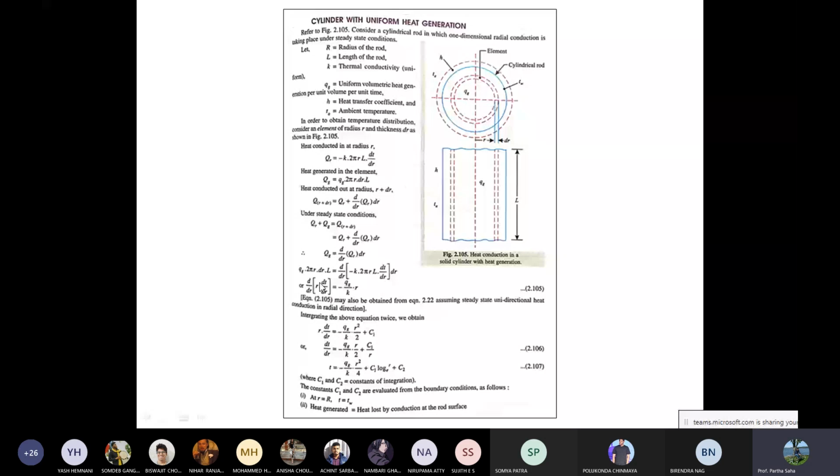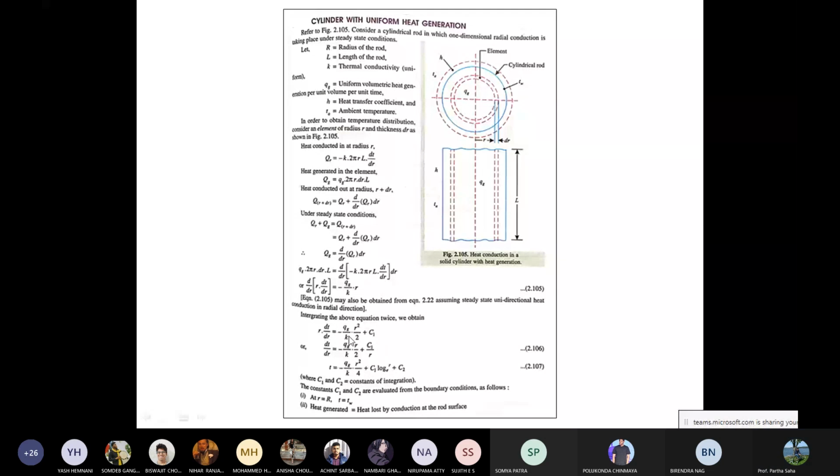Now, if you do the double integration with proper boundary conditions, the first integration will give you r dT by dr equal to minus QG by K times r square by 2 plus C1, right? And then again rearrange the terms, divide by r, we get dT by dr equals minus QG by K times r by 2 plus C1 by r. Then if you again do the integration of this, you get T equal to minus QG by K times r square by 4 plus C1 log r plus C2, right?